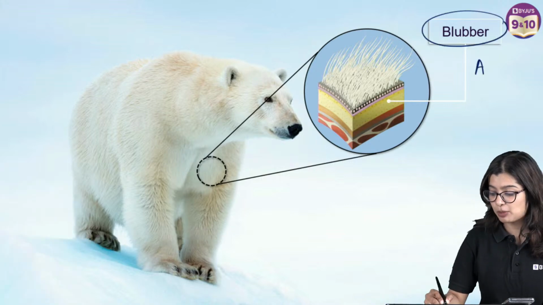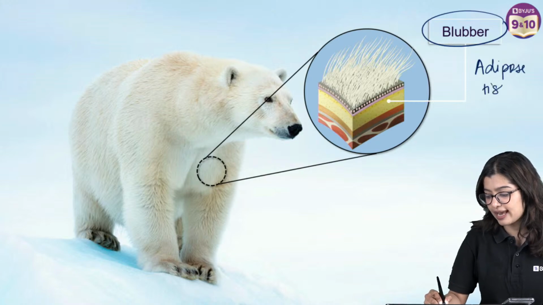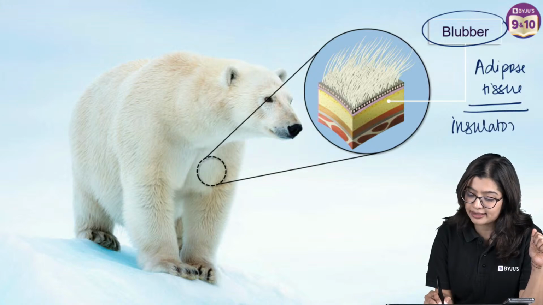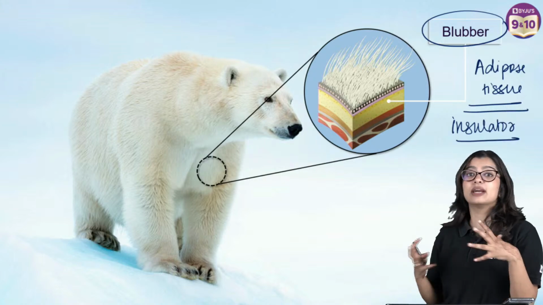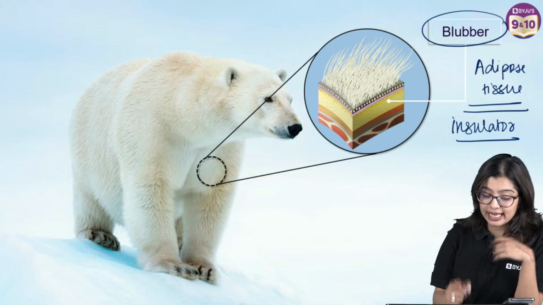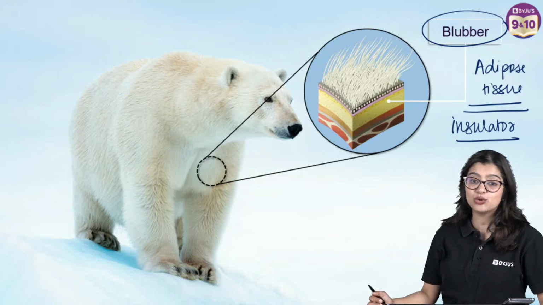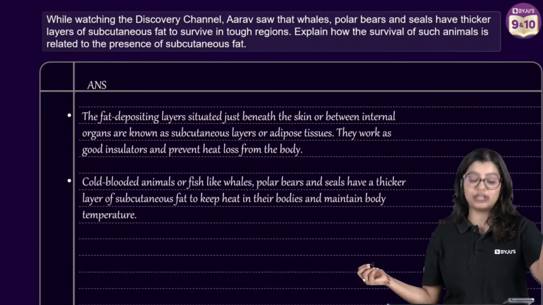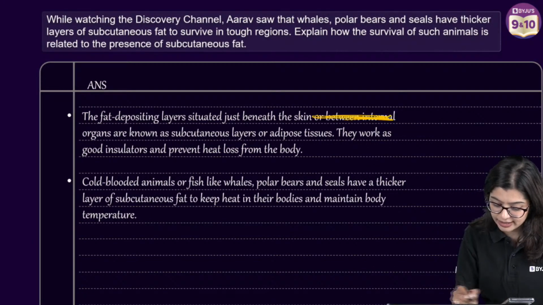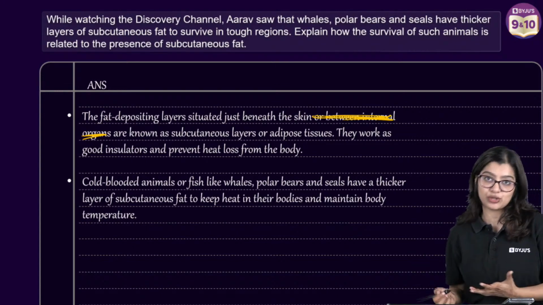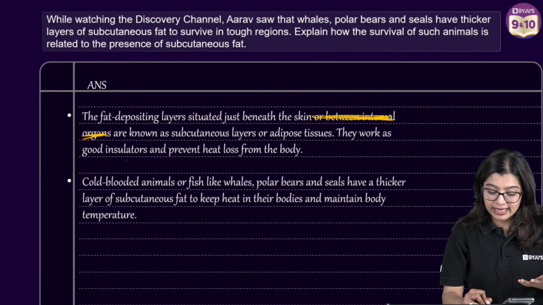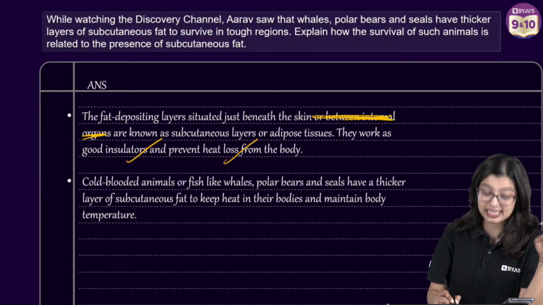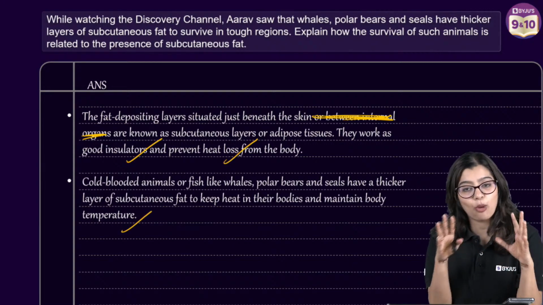Now, what is the function of this blubber? Now, we know that adipose tissue not only helps in storage of fat but also acts as an insulator, right? So they help in conserving the body heat, and thereby in such extreme conditions they are able to survive. So in this case, what do you observe? We see that the fat depositing layer found underneath the skin is what we call the subcutaneous layer of fat or adipose tissue. They act as insulators and prevent heat loss. Now in whales and polar bears, they have a thick layer so that they can maintain their body temperature.